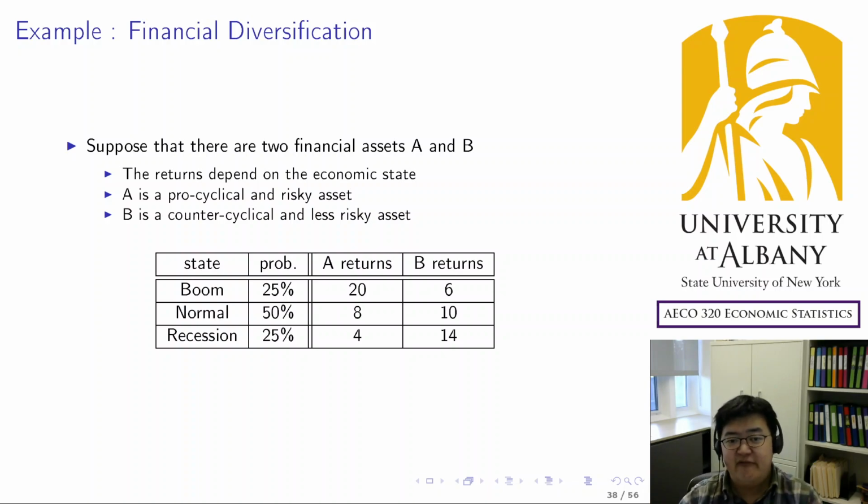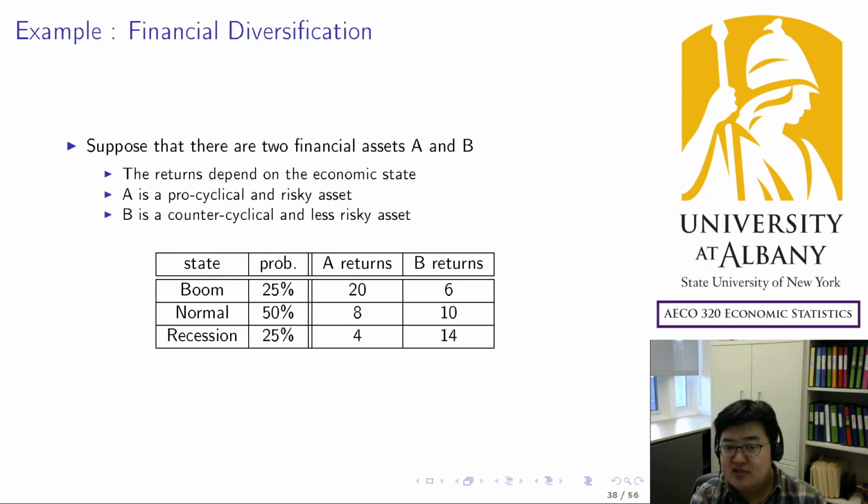So let's simplify the situation. There are only two financial assets. You can think of it as a stock market in the United States and in China, or you can think A is a bond, B is a stock, or A is Apple, B is Amazon, whatever. Just suppose that there are only two financial assets on which you can invest.